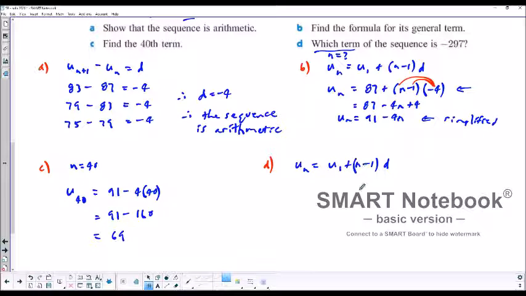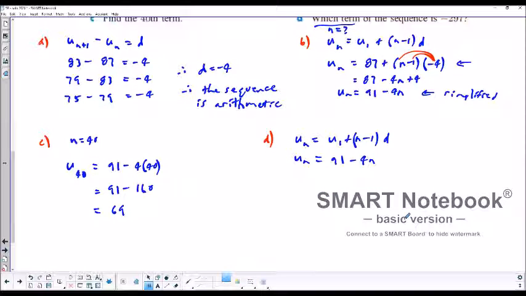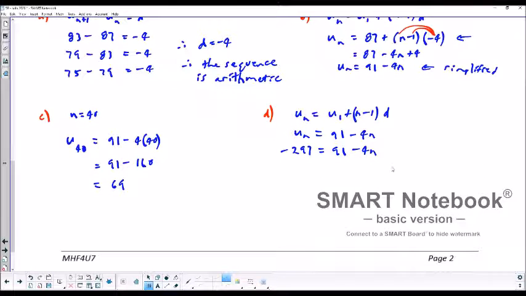Okay, so we could start there. We could actually even, since we have the simplified form, we could start here. And u sub n is the term we're looking for, so we can substitute negative 297 in for u sub n. That's the term we're looking for. And now it's just a matter of simplifying and isolating the n to find this value.